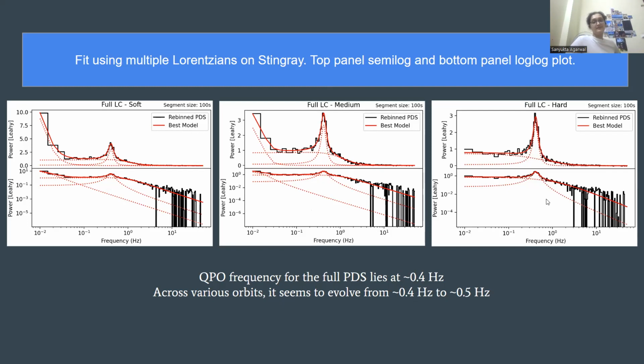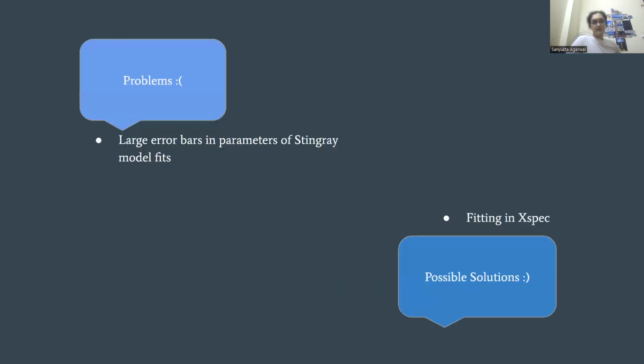A problem with Stingray is that the error values it provides for these fits are much higher than what they should be. So that's one of the problems I faced while trying to find the QPO frequencies: large error bars on the parameters of Stingray model fits. One of the possible solutions we can think of is trying fitting with XSpec.